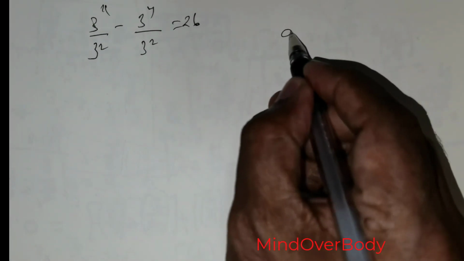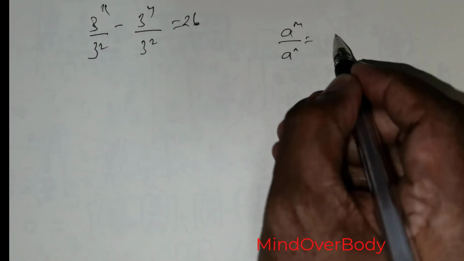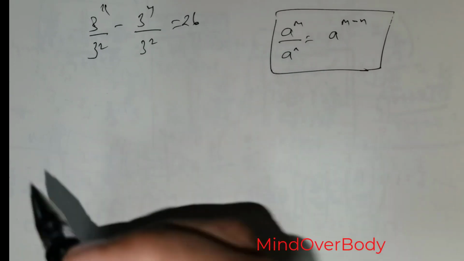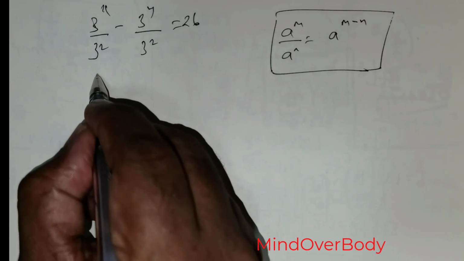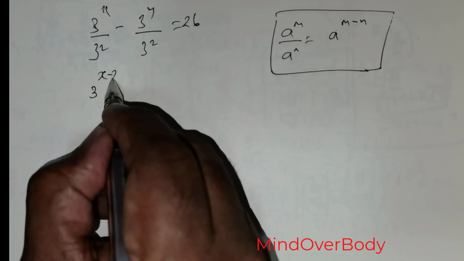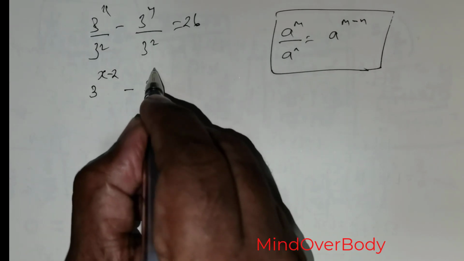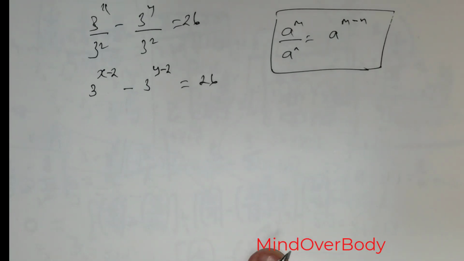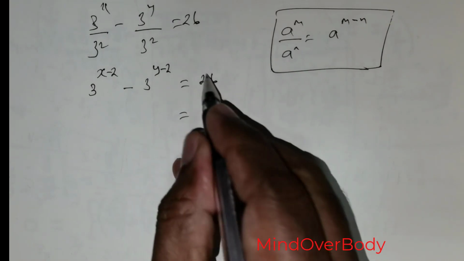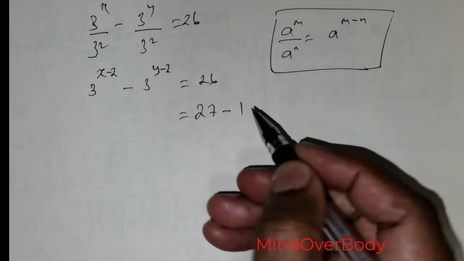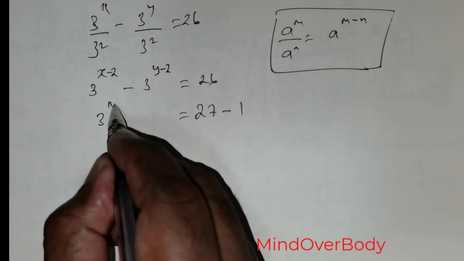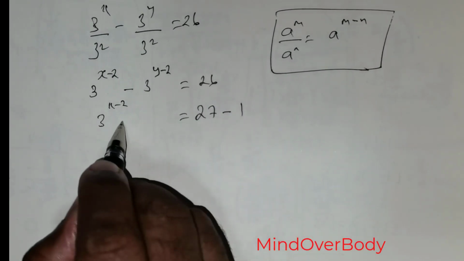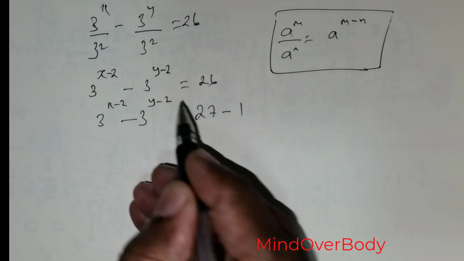Right now, a raised to the power of m divided by a raised to the power of n can be written as a raised to the power of m minus n. I can very well do this. So this is going to be rewritten as 3 raised to the power of x minus 2 minus 3 raised to the power of y minus 2 is equal to 26. Now how can I write 26? I can write 26 as 27 minus 1. Fair enough, right? So let me write the left hand side: 3 raised to the power of x minus 2 followed by 3 raised to the power of y minus 2.